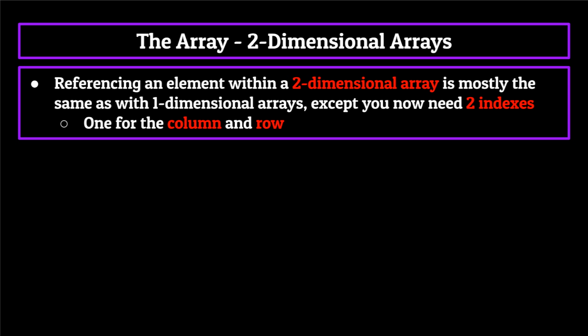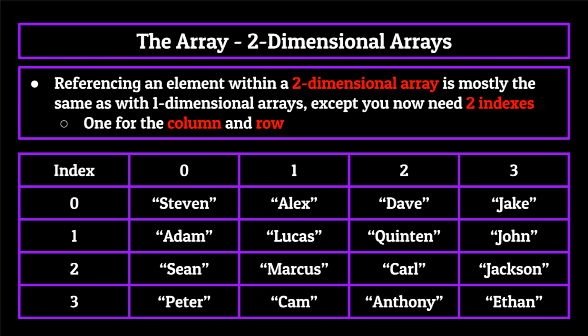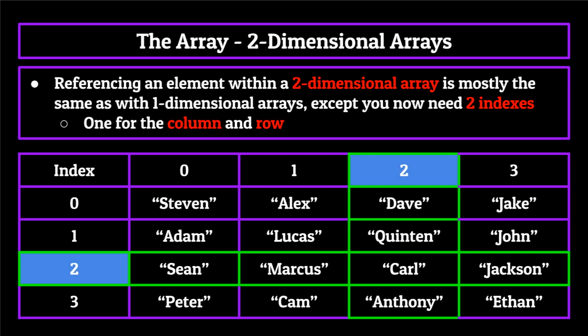As an example, let's create a two-dimensional array with 16 names contained within 4 rows and 4 columns. Now, to access the name Carl, you'd first single out the column which contains the name you're looking for. In this case, Carl is in the 3rd column, meaning it's in the 2nd index. Next, you would single out the row which contains the name you're looking for. In this case, the name Carl is in the 3rd row, so we would again use the 2nd index to reference it. Combining these two pieces of information gives us the index location 2, 2. And if you look, Carl is indeed at index location 2, 2.